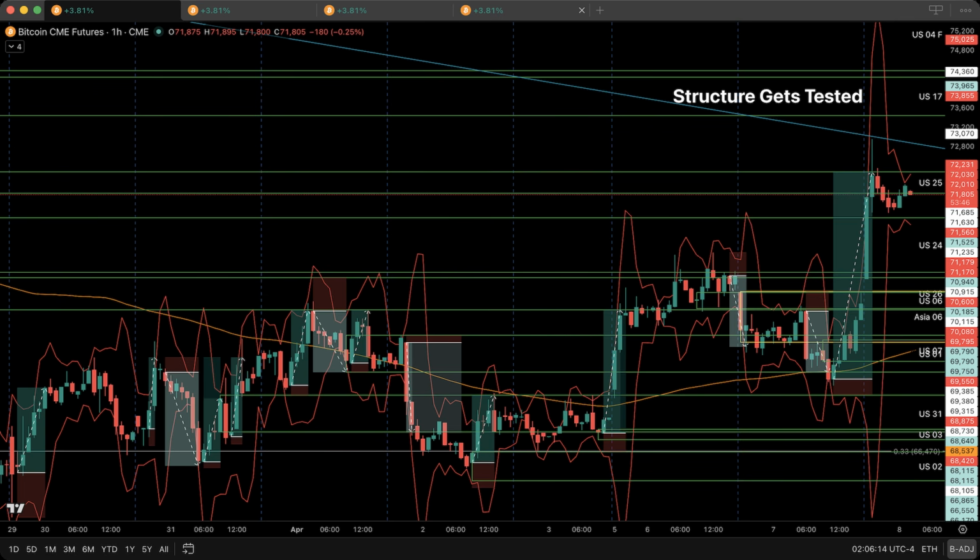Now define it clearly. Break above equals must hold. If it returns below, the entire move fails. Now the drop continues. Price moves down. It cuts through mid faster. It reaches lower half quickly. Now the reaction appears again.